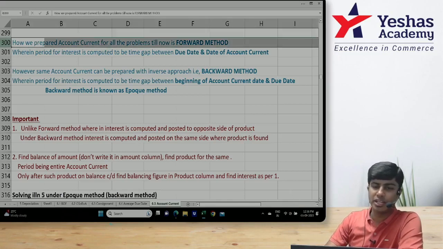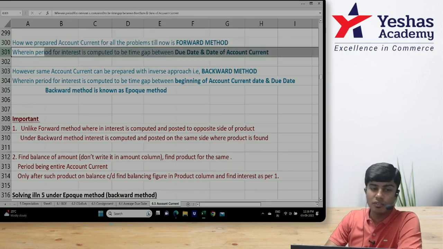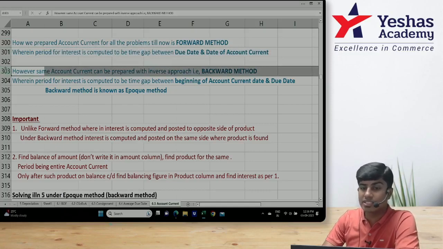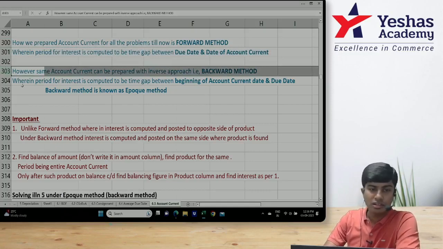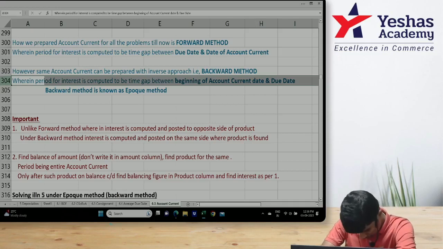How we prepared till now is wherein the period of interest is computed to be the time between the due date and, however, the same account current can be prepared with an inverse approach. That is very good. Wherein the period of interest is to be the time gap between.